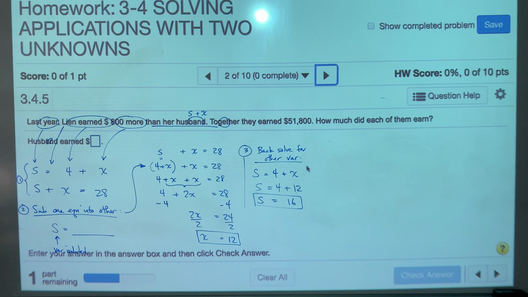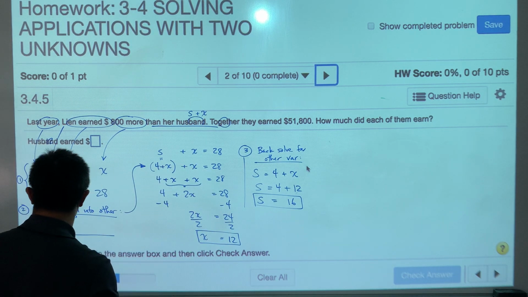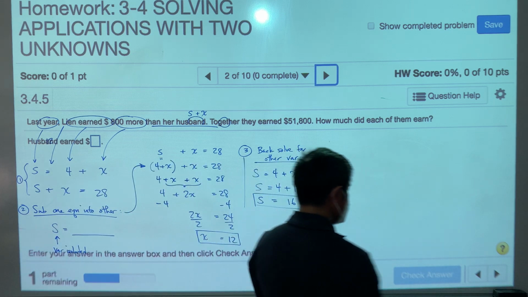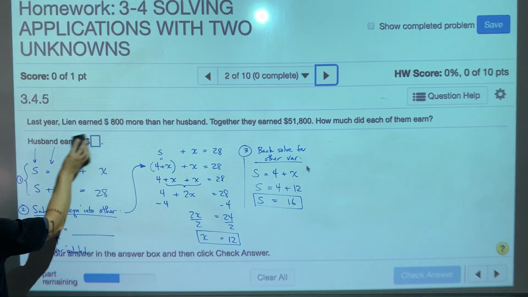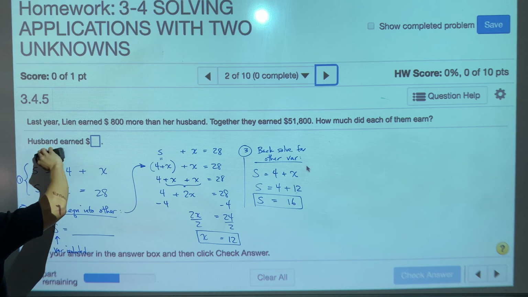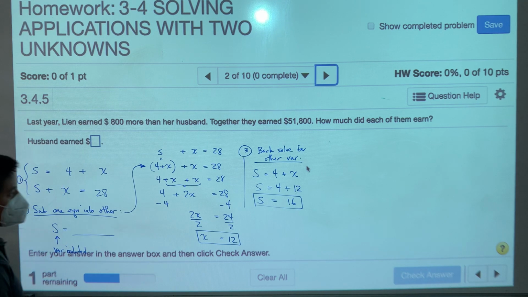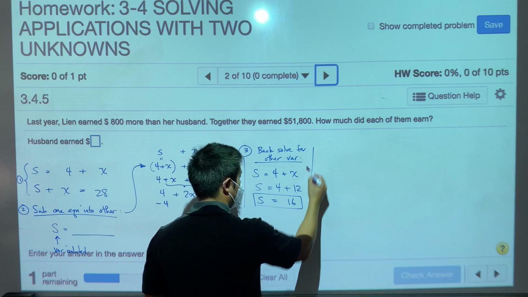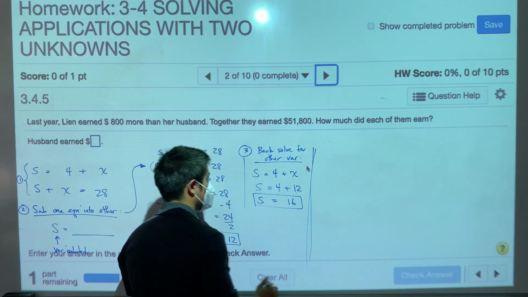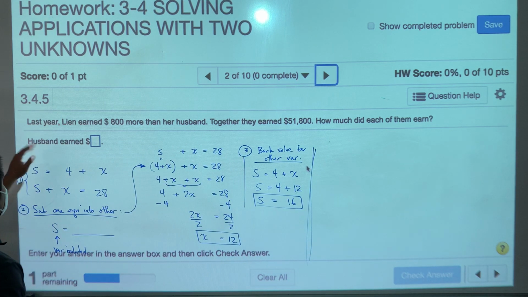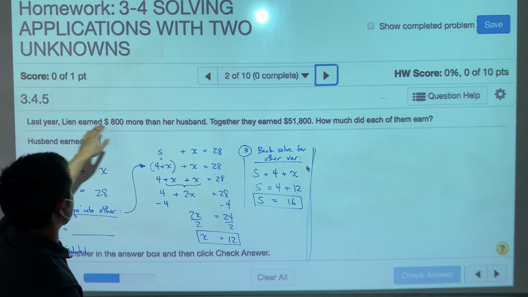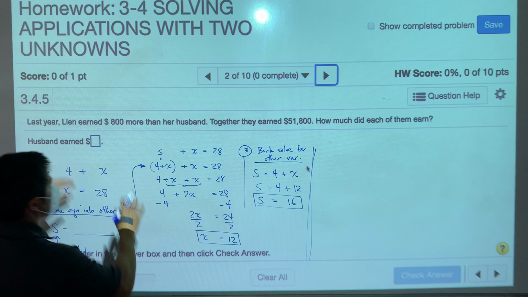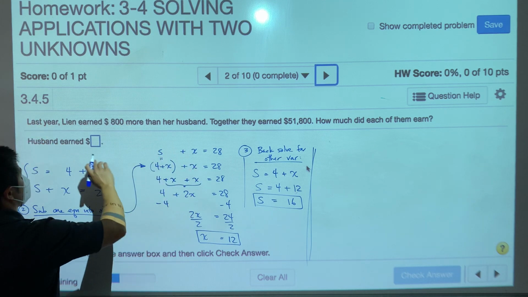Okay, let's look at this next one. We're going to use this general framework to solve the next problem. Not every problem is going to be identical, but in general, they're going to follow the same general format and general steps. So let's take a look here. Last year, Lean earned $800 more than her husband. Let's translate that.